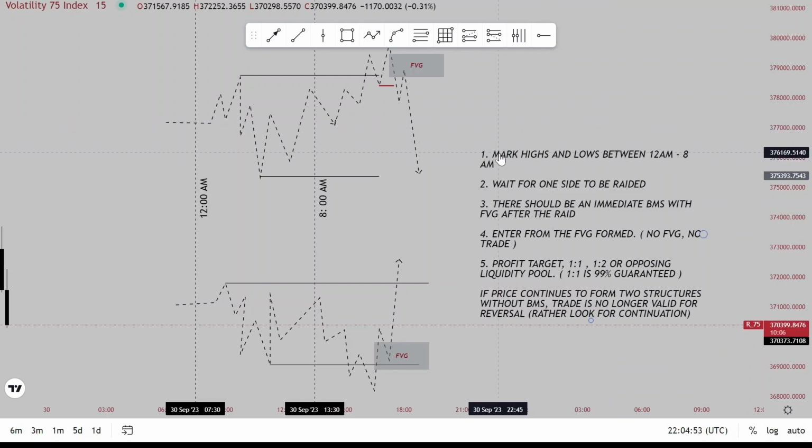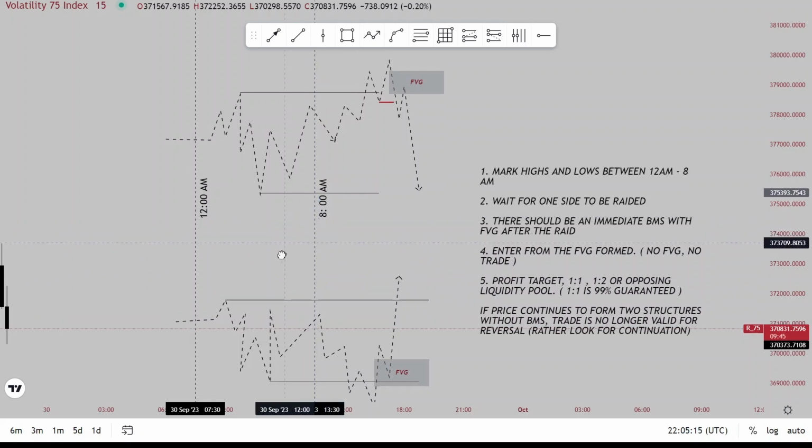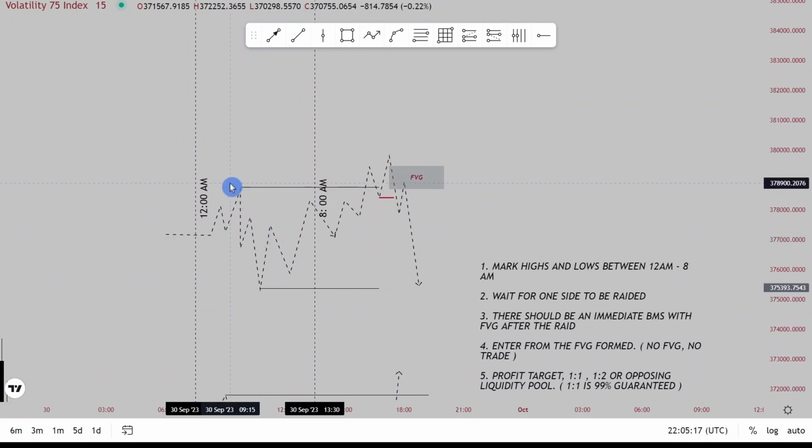You first of all have to mark highs and lows between 12 a.m. and then 8 a.m. on your chart. So if this is 12 a.m. where the new candle opened, between 12 and after the 8 o'clock candle closes, okay? So after we close on the 8 hour of the day, you go to your chart, you are going to mark your highest point that price has put in between 12 to 8, lowest point that price has put in between 12 to 8, and that will be your sell side and then your buy side liquidity.